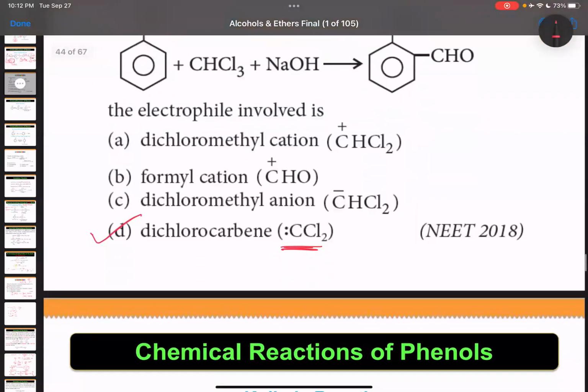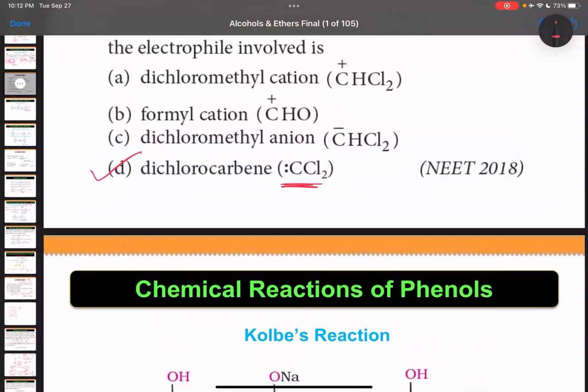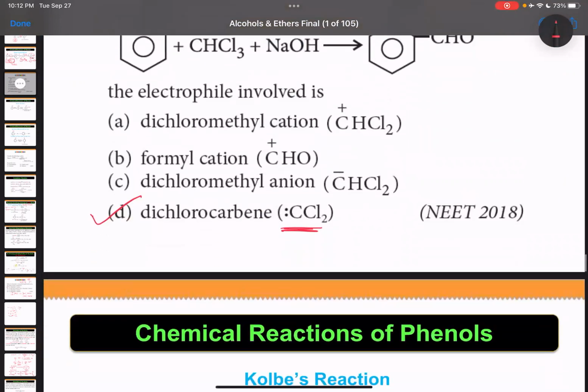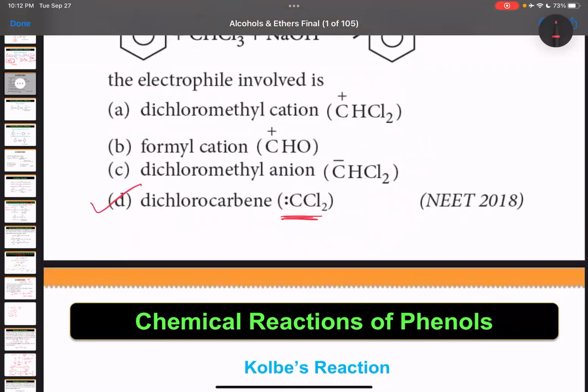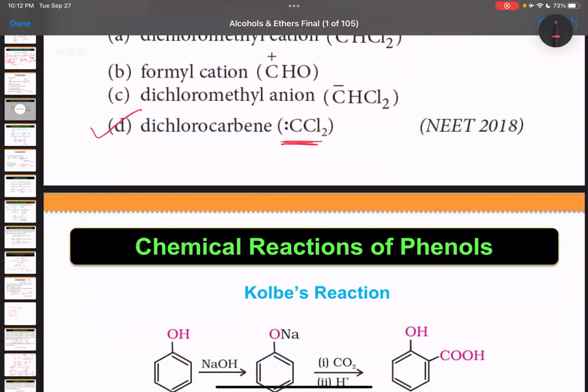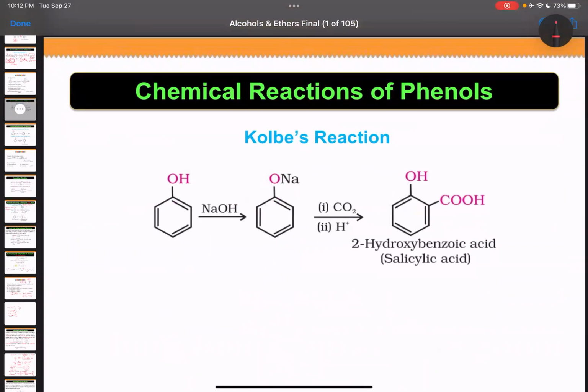There are two more reactions which are studied along with the Reimer-Tiemann reaction, but they are not Reimer-Tiemann. But there is a little bit of similarity. They appear to be the same, but not the same. So phenol, if you treat it with NaOH and carbon dioxide, what do you get? That is the Kolbe-Schmitt reaction.